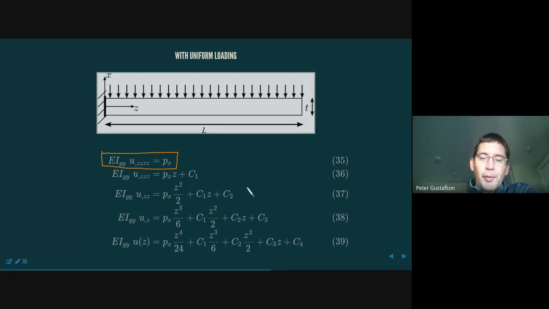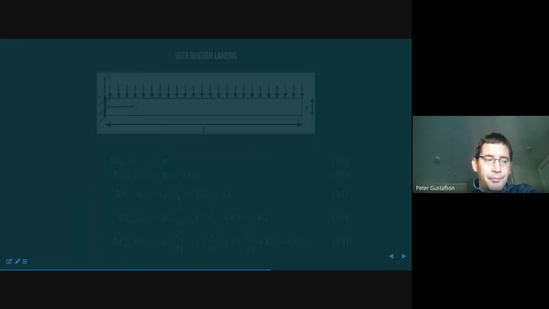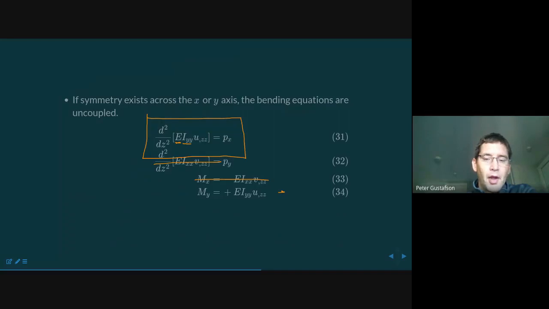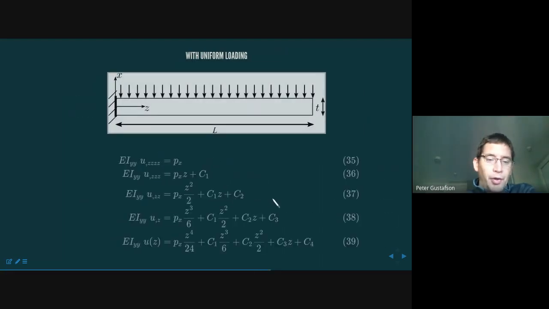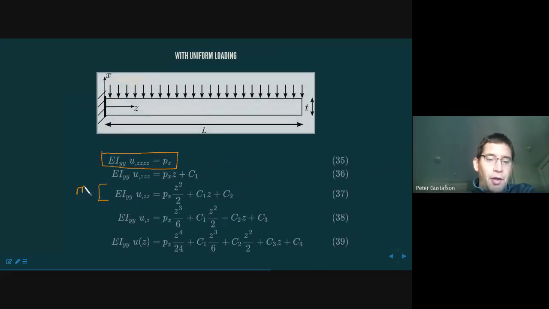What's notable here about this equation, and let me just make a little note here, is that this equation has actually shown up for us previously. Let me go back a slide. And that is this equation. So the moments about y are equal to EI yy u comma zz. So this equation here is nothing more than my.